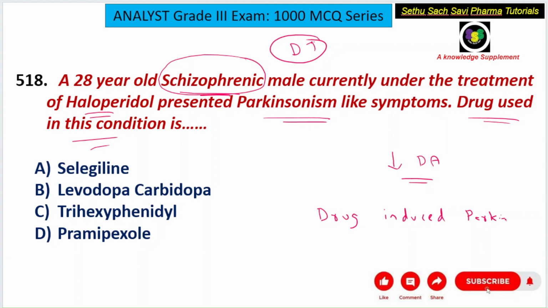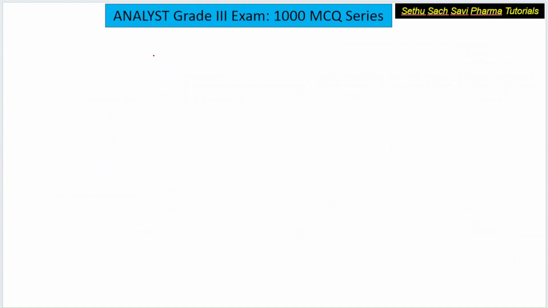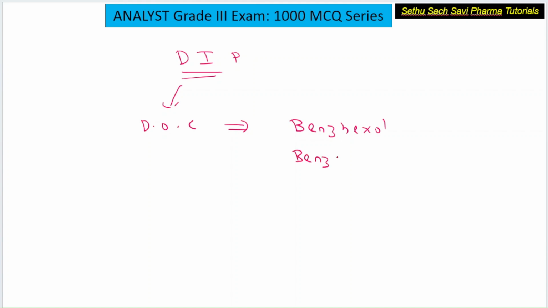Drug-induced Parkinsonism, and mainly which drug? Antipsychotic drugs can induce Parkinsonism because they decrease the dopamine level. That is the mechanism of action. If the dopamine level comes below normal, that can cause Parkinsonism, and this kind of Parkinsonism is called drug-induced Parkinsonism. In drug-induced Parkinsonism, remember, the drug of choice is benzhexol, benztropine.